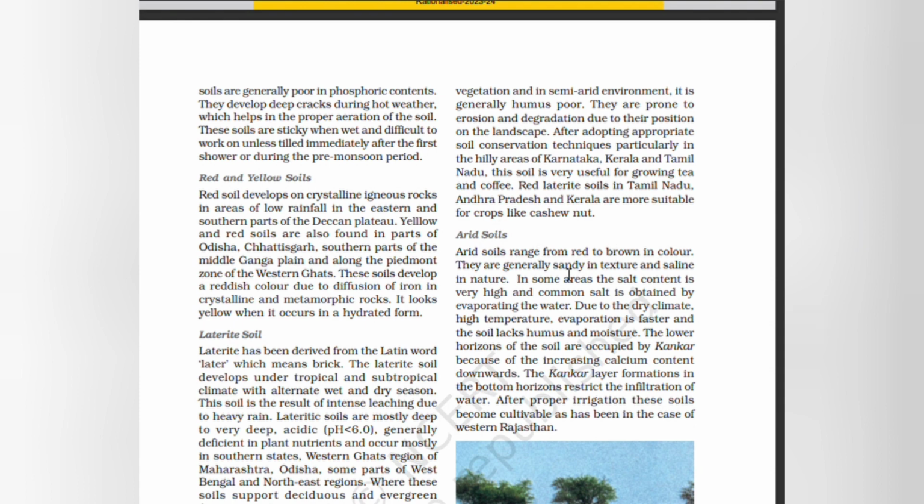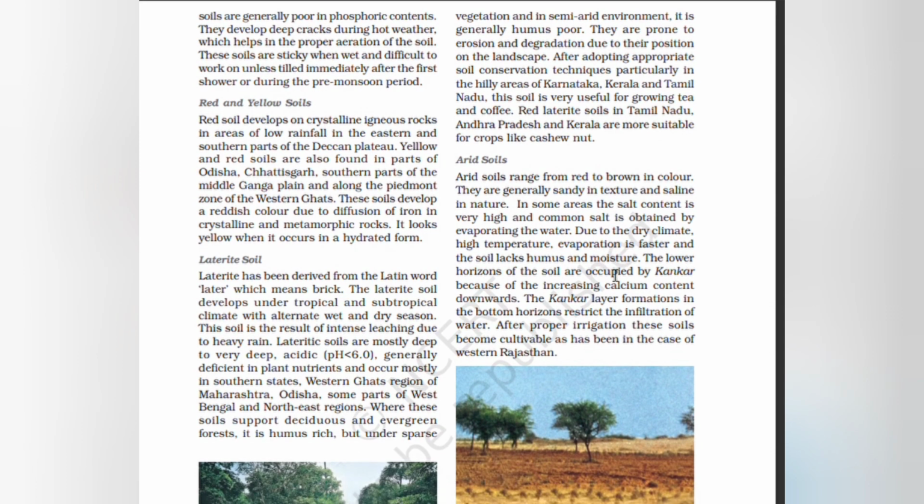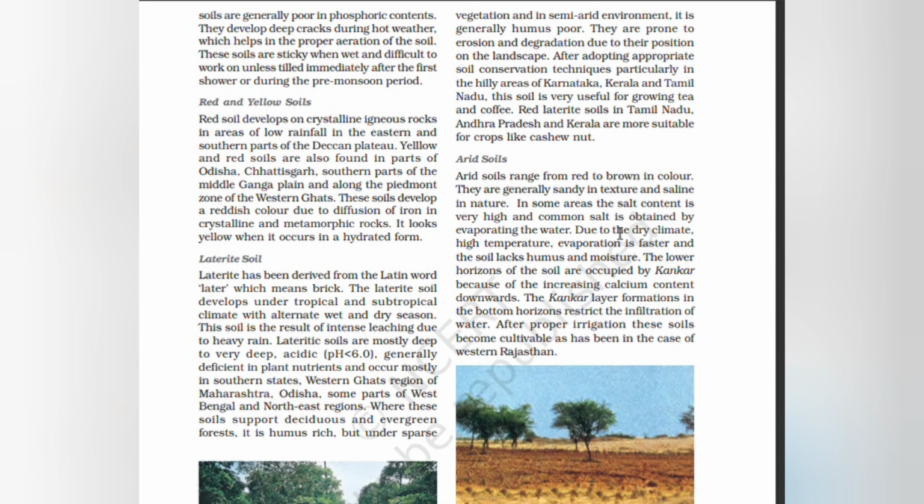They are generally sandy in texture and saline in nature. In some areas, the salt content is very high, and common salt is obtained by evaporating the water. Due to the dry climate and high temperature, evaporation is faster. The soil lacks humus and moisture. The lower horizons of the soil are occupied by kankar because of the increasing calcium content downwards.